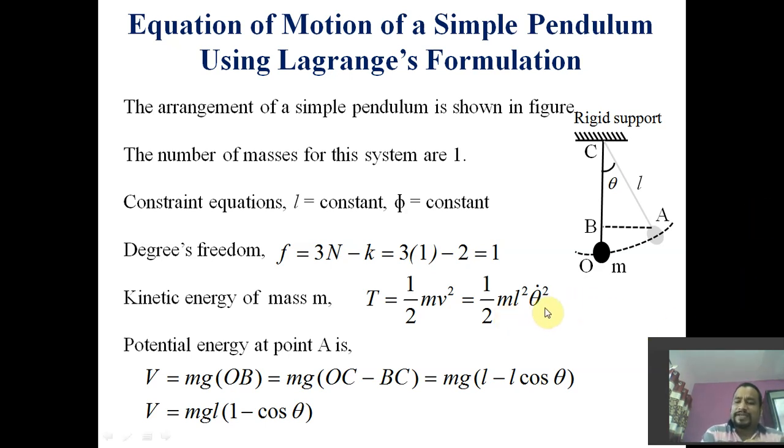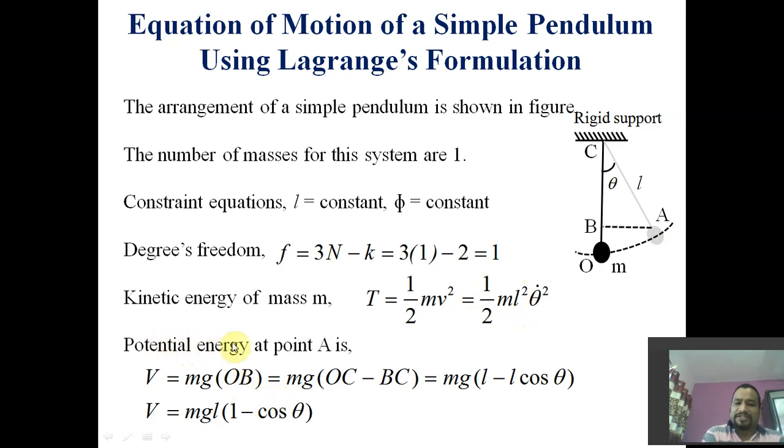We can write T in the spherical polar coordinate system. T is equal to 1/2 m into bracket L dot square plus L square theta dot square plus L square sin square theta phi dot square. Here phi is constant and L is constant, therefore phi dot equal to 0 and L dot equal to 0. Therefore in the equation of T, the first term and the third term become 0, and only the second term appears, written here: 1/2 m L square theta dot square.